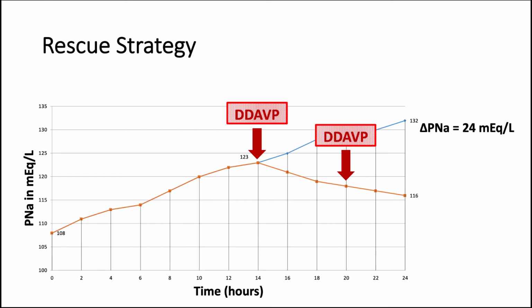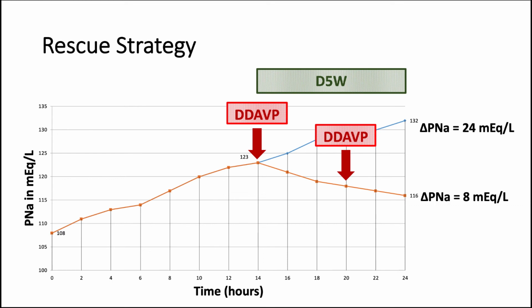You need to bring the sodium down, and for that you add D5W, and that will decrease the sodium, right, along with the DDAVP, to at least just under the limit of 8, which in this case will be just right there at 116, which is a correction of 8 in 24 hours. Okay, so that's what needs to be done.